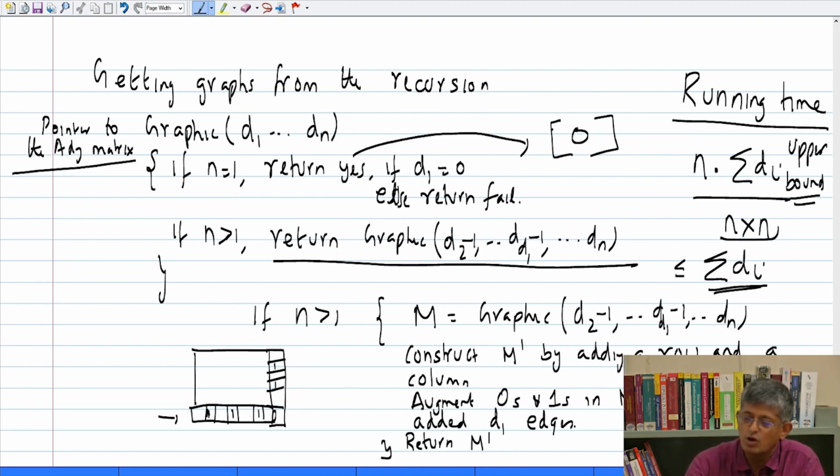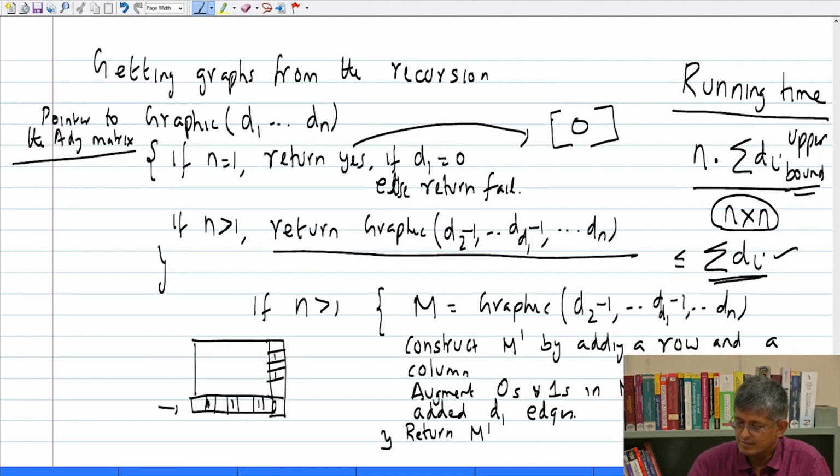Which could potentially be smaller than n square. For example, if you take planar graphs or if you take trees, summation di is just 2 times n minus 1 or 3 times n minus 1. Therefore, this is a better analysis. So, the reason for showing this in the recursion is to convince you that understanding the underlying graph theory helps you to do a better analysis of the associated algorithm. Fine. I leave you with one more question.